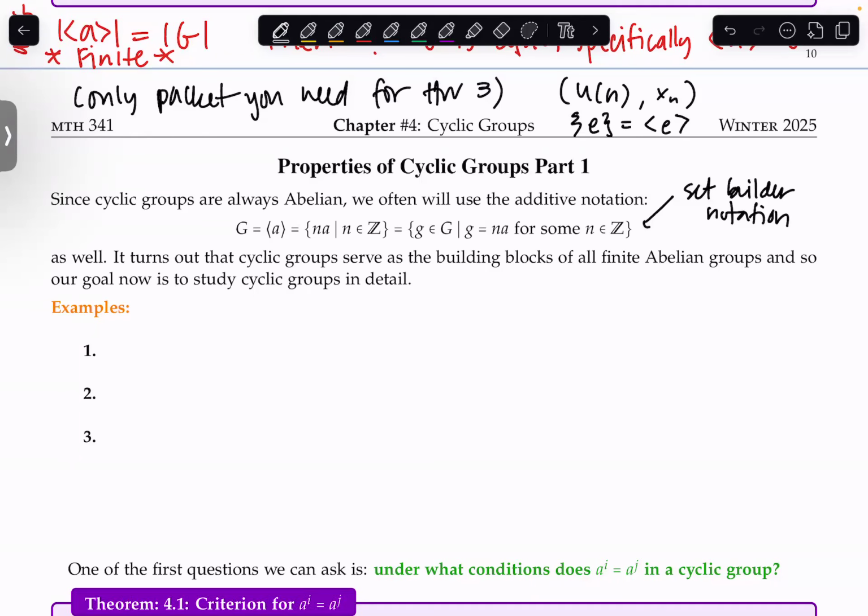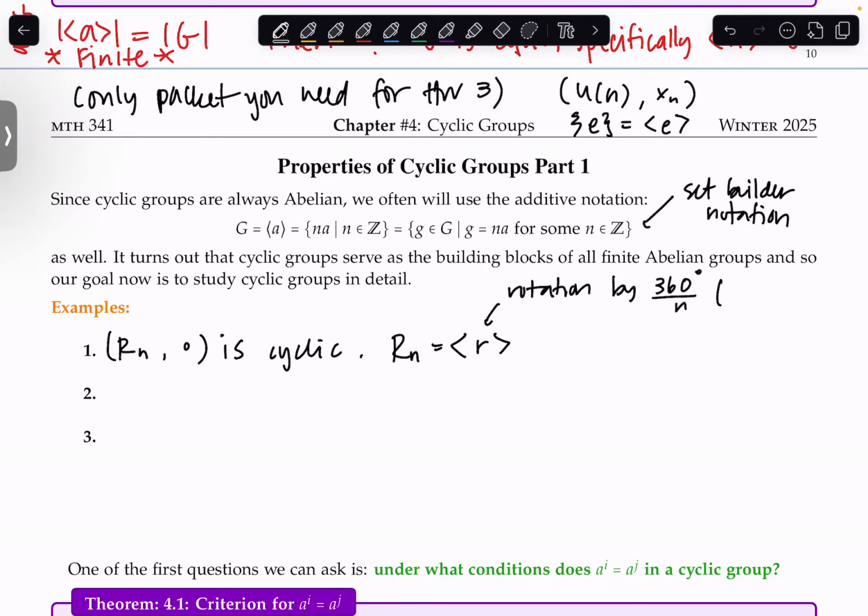Okay, any other examples? Yep, so we could have our rotations. Under composition, this is cyclic. Here, we can think it's going to be generated by our smallest rotation, rotation by 360 over n. And usually we go clockwise.